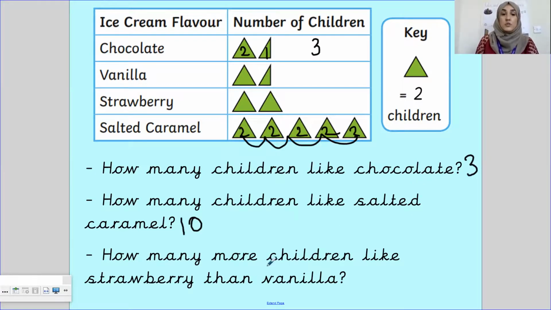Now, how many more children like strawberry than vanilla? Strawberry, 2, 2. 4 children like strawberry, 2 and 1, because it's half of a shape. That's 3. Now, 4 take away 3 equals 1. So there is one child that likes strawberry more than vanilla.